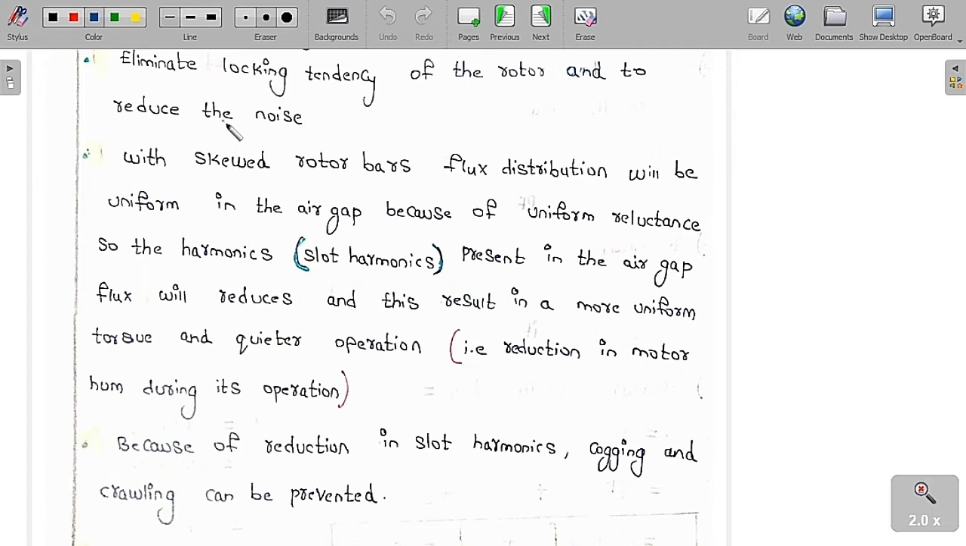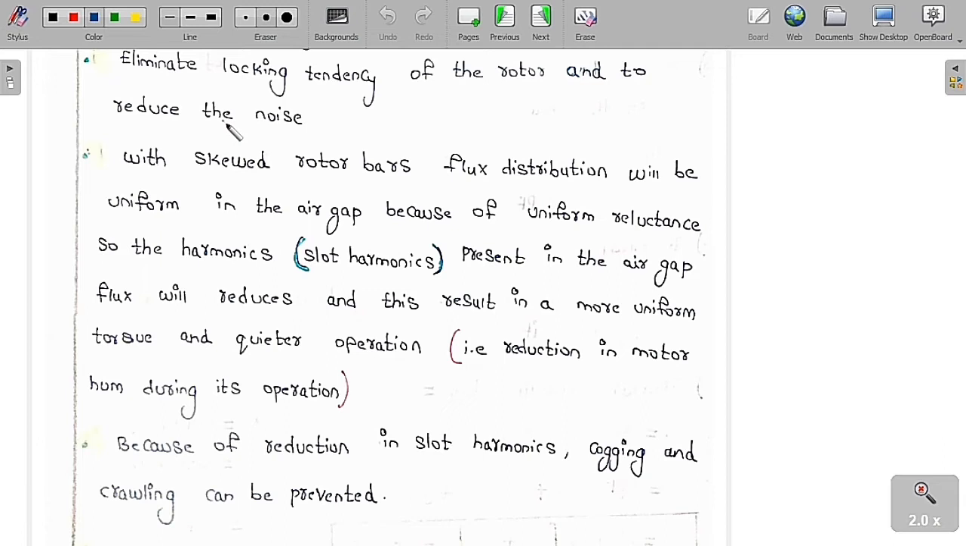In the squirrel cage induction motor, we are going to skew the slots, or we can say we are going to skew the rotor bars. Therefore we can say that we are going to increase the length of the rotor bars, and also we are going to reduce the locking tendency between the rotor and the stator, and also reduce the noise.